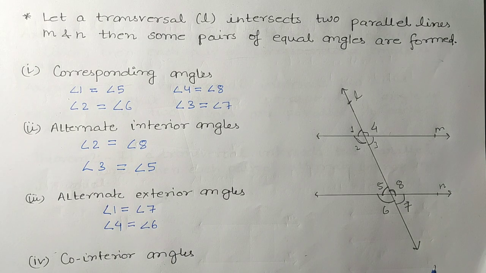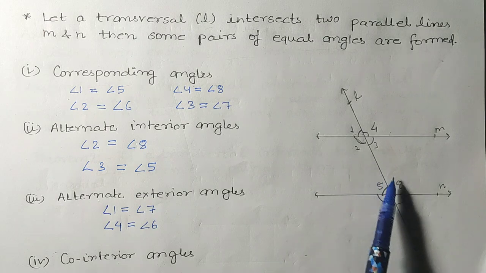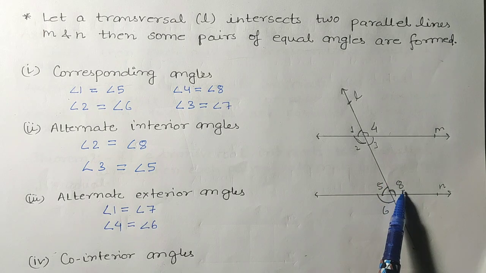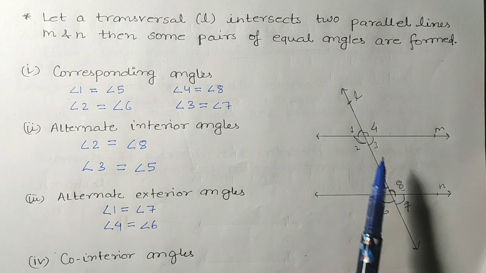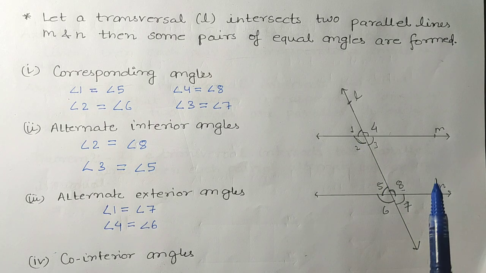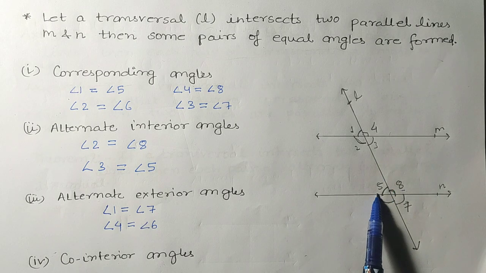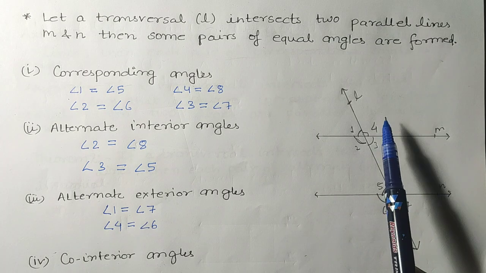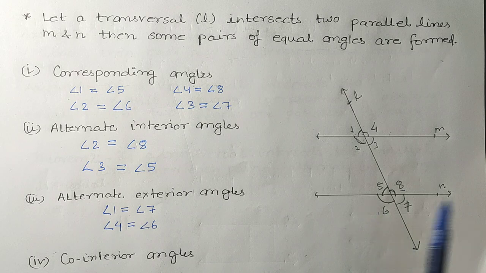It is clear from the figure that angle 2 and angle 8 are alternate interior angles, and angle 1 and angle 7 are alternate exterior angles. Angle 3 and angle 5 are alternate interior angles, and angle 4 and angle 6 are alternate exterior angles. And these pairs are equal to each other.